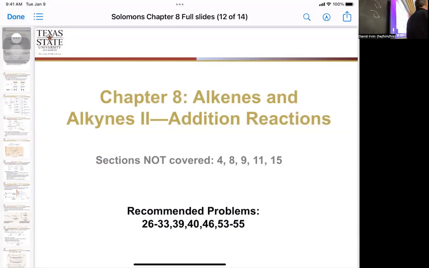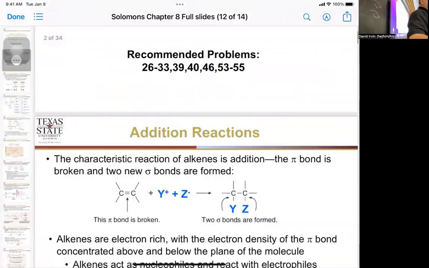Now, we can do 1 addition or 2 additions to alkynes, but they'll follow the exact same rules that we got for the alkenes. So it's just stepwise. We'll do one and then the other, but it's exactly the same rules. So we don't have to worry about, oh no, it's an alkyne. No, it's going to follow the same rules.